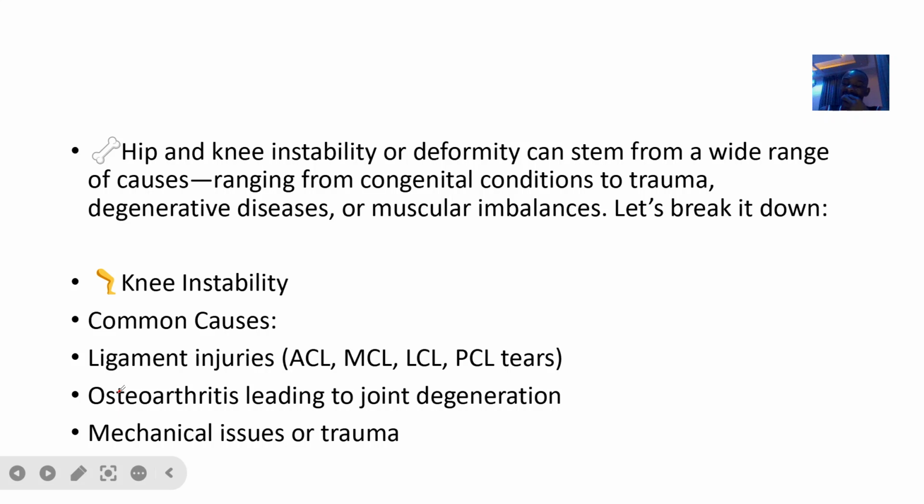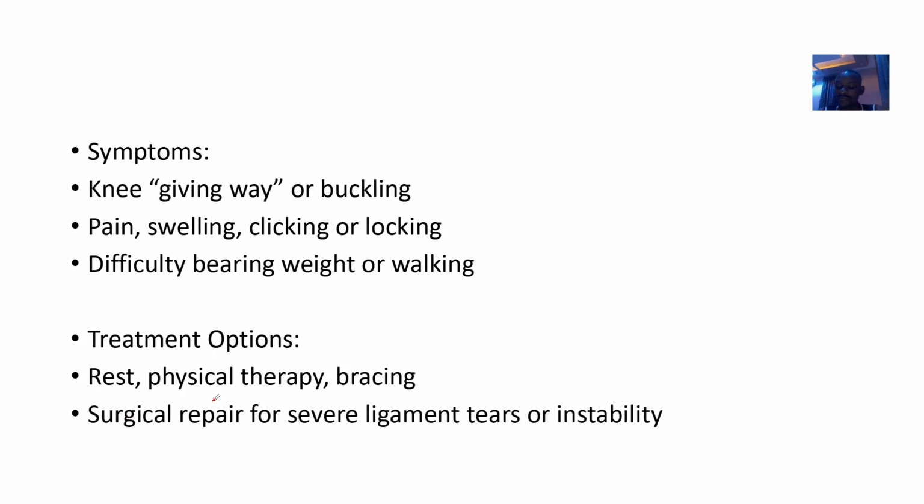Your ligaments: the anterior cruciate ligament, medial collateral ligament, lateral collateral ligament, posterior cruciate ligament. They are helping to keep the knee in order. If any one of them is tearing, you have issues. Sometimes it could be that the knee joint became inflamed. Sometimes it's mechanical issues, or there are direct injuries to the knee. That's trauma.